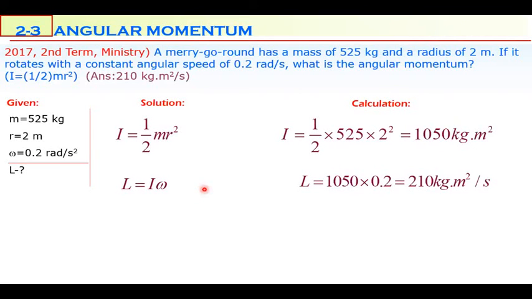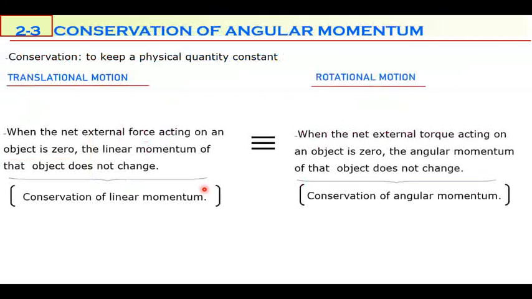Calculating angular momentum is not so hard. You just find its moment of inertia, use the equation I times omega, and calculate the angular momentum. But this part is much more important than the previous part.